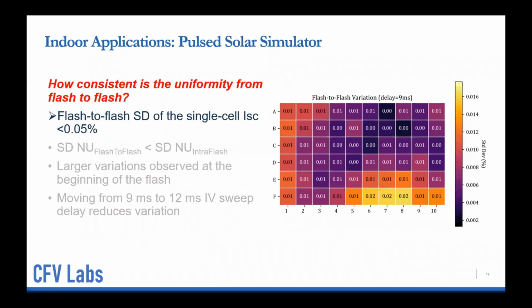We next moved on to ask the question, how consistent is the uniformity from flash to flash? So usually we'll measure one module and then put another module in and test them. So understanding how this varies from flash to flash is an important metric for us. Also, it checks to verify that the single cell method is actually capturing the same irradiance field. In this case, I took 10 flashes, and the flash to flash standard deviation of the single cell ISCs was better than 0.05%. So flash to flash, the test plane uniformity is really, really uniform.